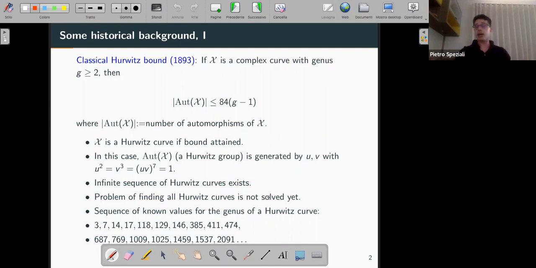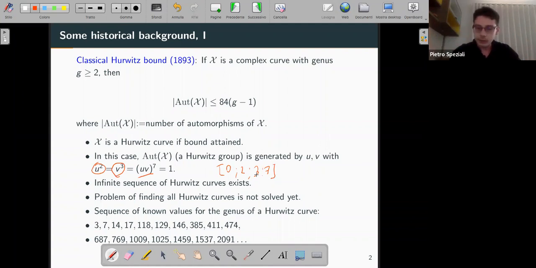Of course, whenever you have a bound, you may ask yourself, is this bound sharp? Do I have examples? Well, a Hurwitz curve is a curve attaining the Hurwitz bound. In this case, we know a lot about the automorphism groups. It is a group generated by two elements, one of order 2, one of order 3, and their product has order 7. Actually, you do have the signature: the quotient curve has genus 0, then you have an orbit stabilized by an involution, an orbit stabilized by an element of order 3, and an orbit stabilized by an element of order 7. And you have an infinite sequence of such curves.